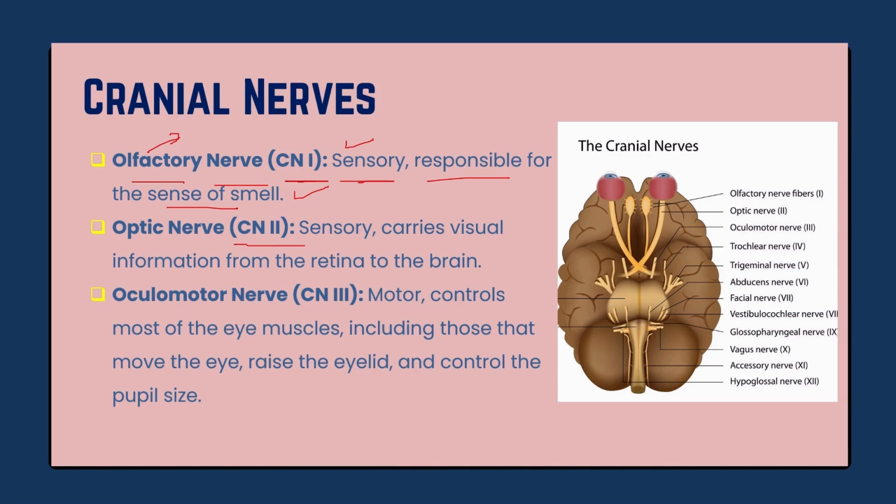Cranial nerve number 2 is called optic nerve. The word optic is related to eye, right? So it is sensory in function and it carries visual information from the retina to the brain.